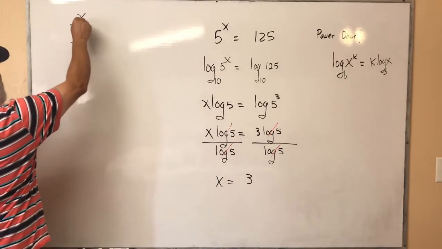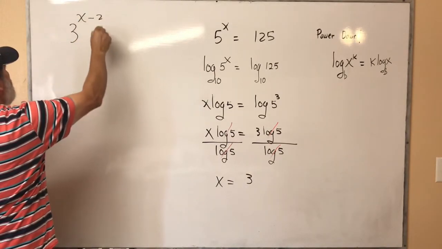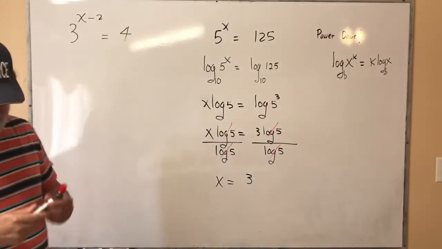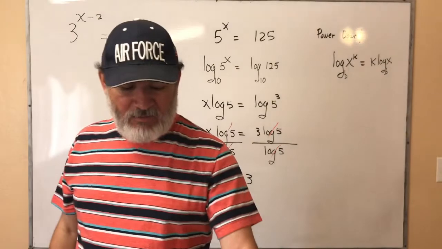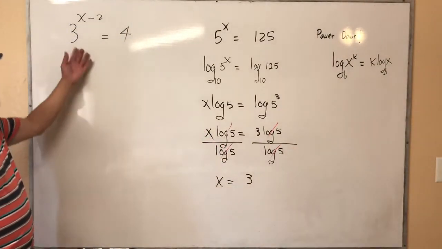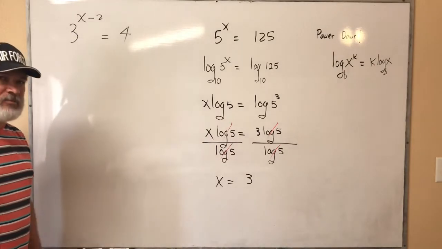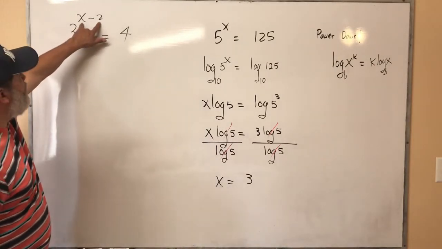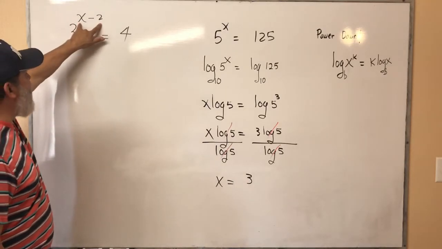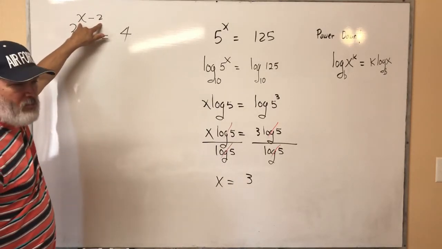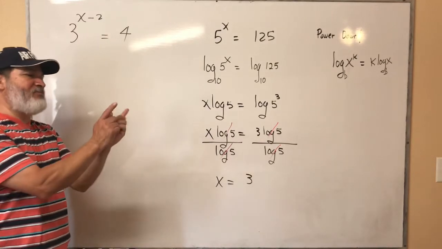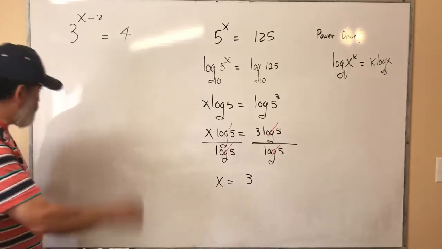3^(x-2) = 4. There you go. You see? To solve this, what must you do? Power down. Because the power happens to be a binomial. When you bring it down, the entire binomial is going to come down. So power down.